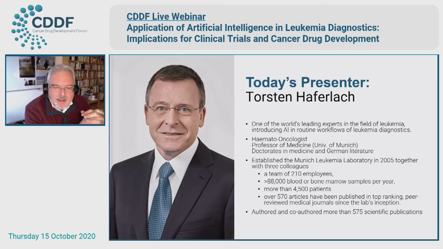It's a pleasure to present Thorsten, whom I know since a long time and also consider a friend. He is one of the world's leading experts in the field of leukemia. He is the head of the Munich Leukemia Laboratory, which he established together with 3 colleagues in 2005. And today it is, I don't think I'll be exaggerating here, one of the leading leukemia laboratories in the world, not just by the amount of samples tested, but also by the numbers of papers published. I was very interested to hear from him over the time how he and his group moved into the field of applying artificial intelligence to leukemia diagnostics. And I think what he is going to tell us will be highly interesting in this regard.